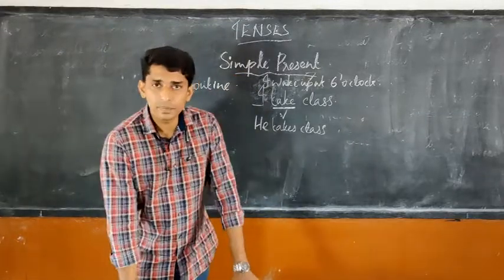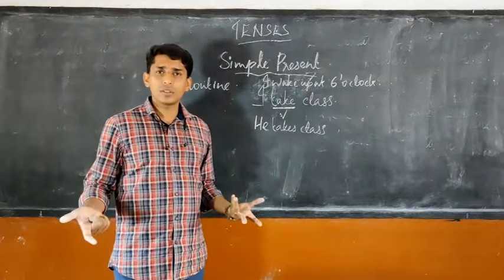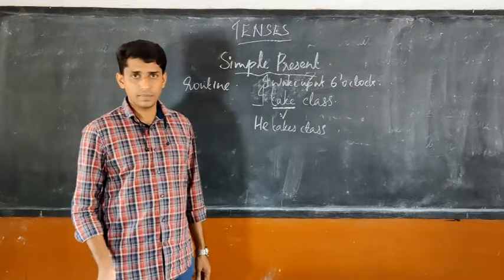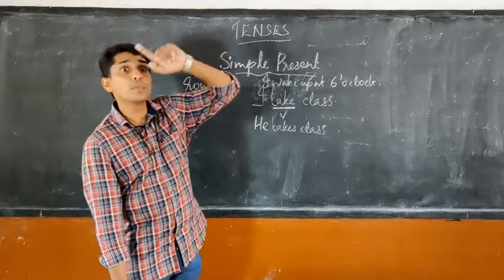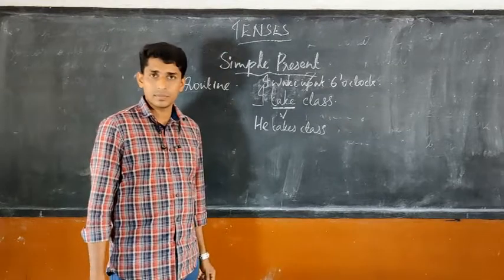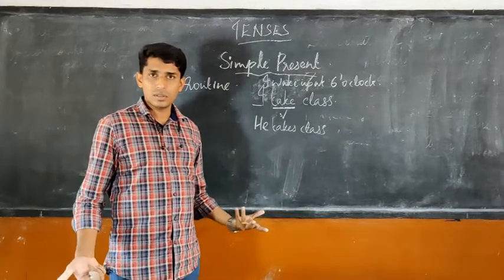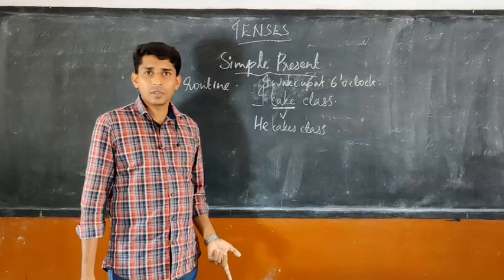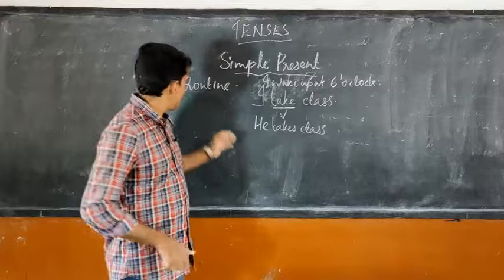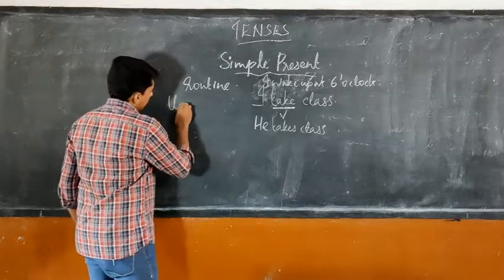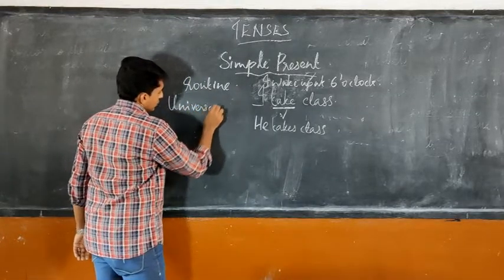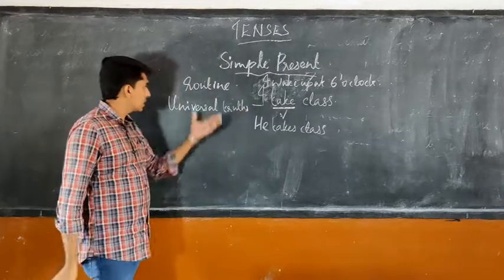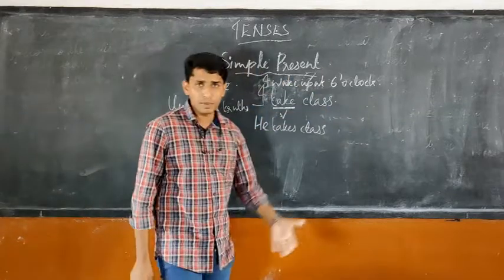The sun rises in the east. It's a universal truth, right? There is no change. Rises is simple present. The earth moves around the sun. That's another universal truth. The sun sets in the west. All these are universal truths. These universal truths and routines, everything can be said by using simple present.